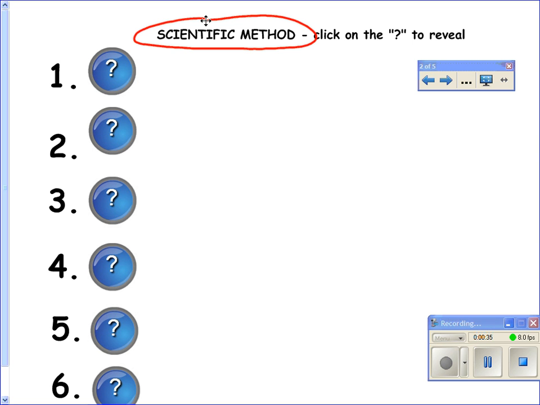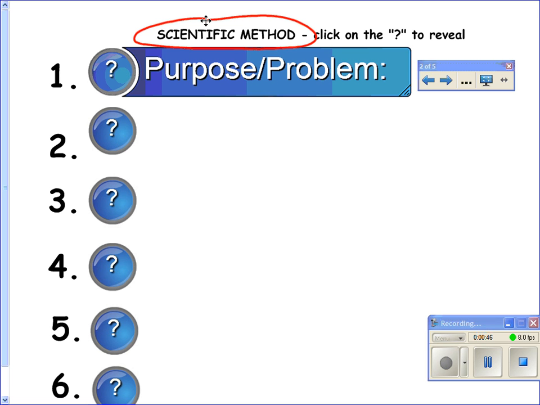If you were to get on Google and research the scientific method, you get many different ways of doing it. But really, it all comes down to a very simple process, and that's what we're going to talk about. So the first thing, in order to have the scientific method, the first thing we have to have is a purpose or a problem, some reason for our question to answer or a problem to solve.